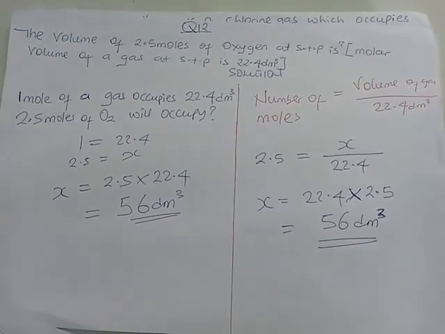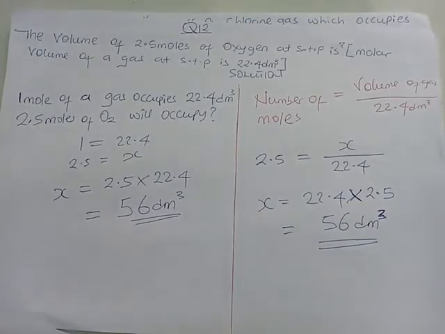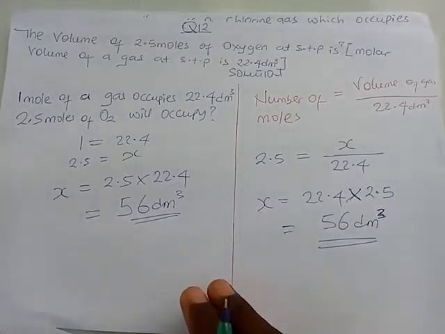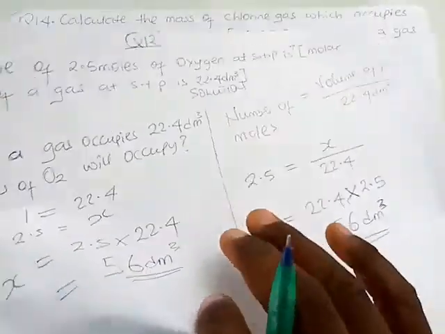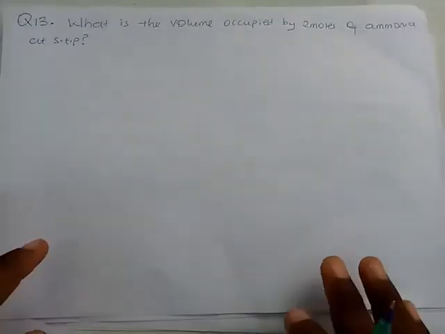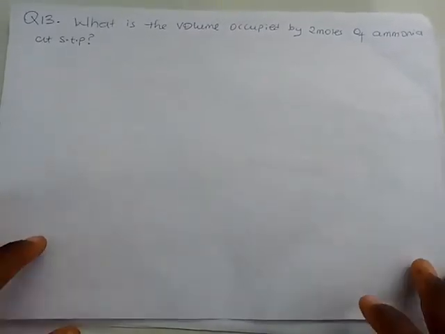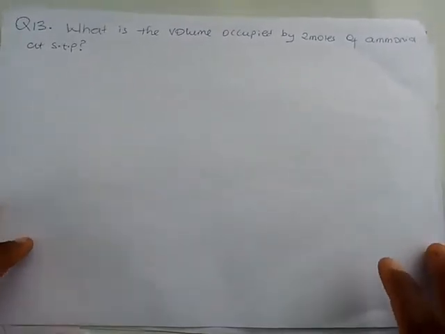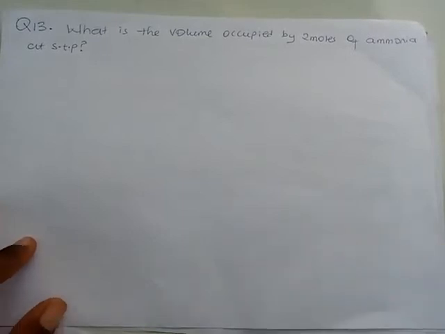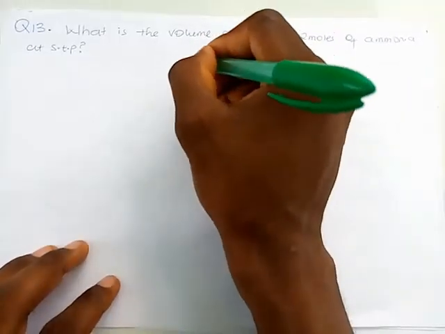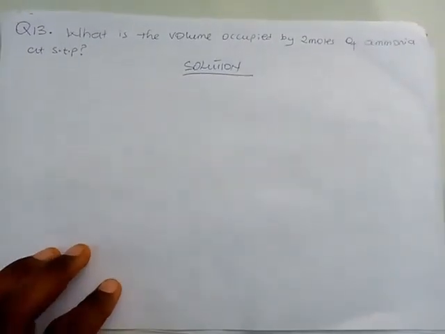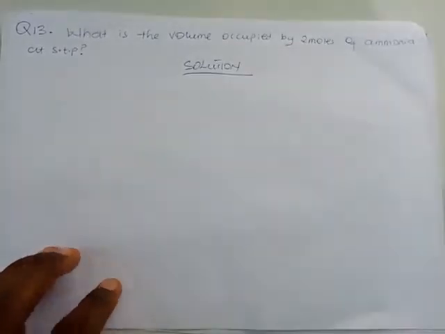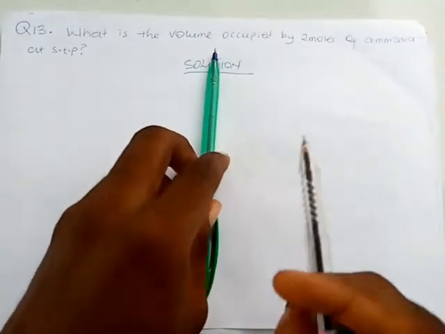So we're through with question 12. Now we're going to take the next question, that is question 13. Question 13 reads, what is the volume occupied by 2 moles of ammonia at standard temperature and pressure?